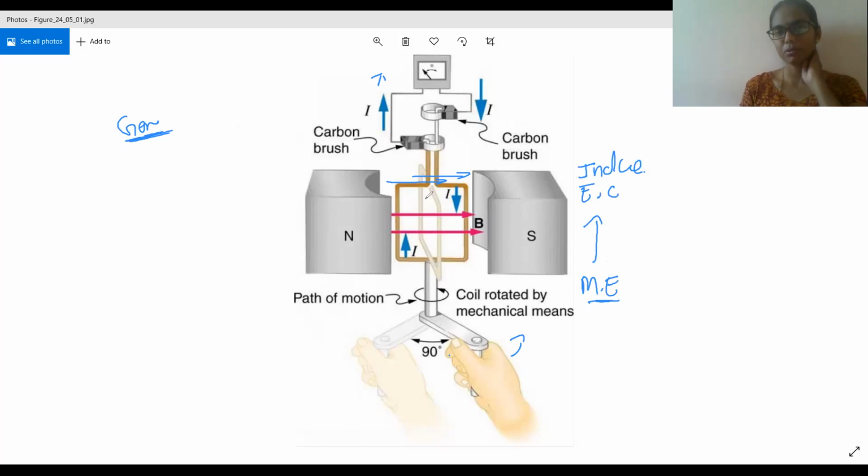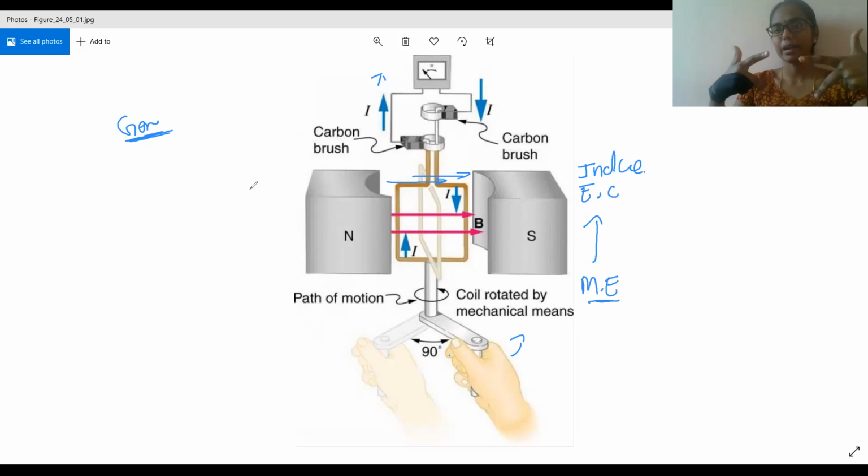So how will it work? Again, you are going to use Fleming's right hand rule. The thumb indicates the direction of motion you are producing in the conductor. The forefinger indicates the direction of the field, and the middle finger indicates the direction of the current, the induced current, whichever direction the induced current will be induced in. So let us analyze the two at a time.